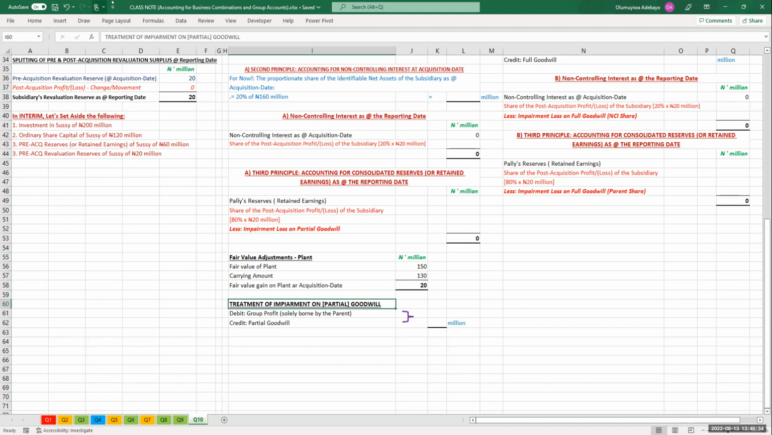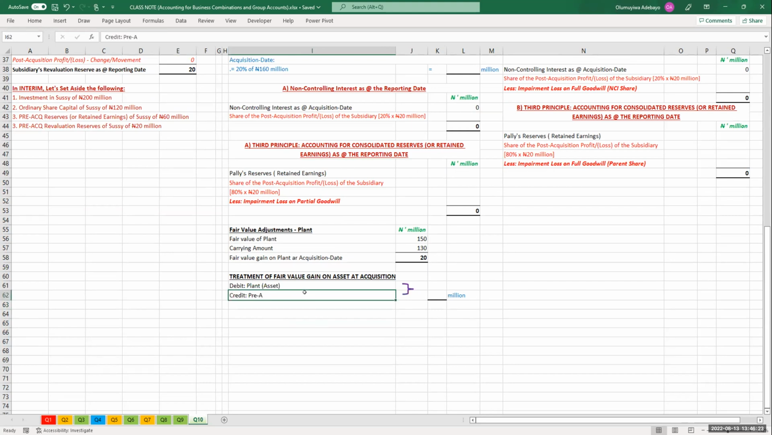Now, what treatment will I give? Treatment of fair value gain at acquisition. This is fair value gain on assets. This is an asset. And as we have said, the asset will increase in value. Plant, this is an asset, and with credits pre-acquisition reserve, with what? With the 20 million.